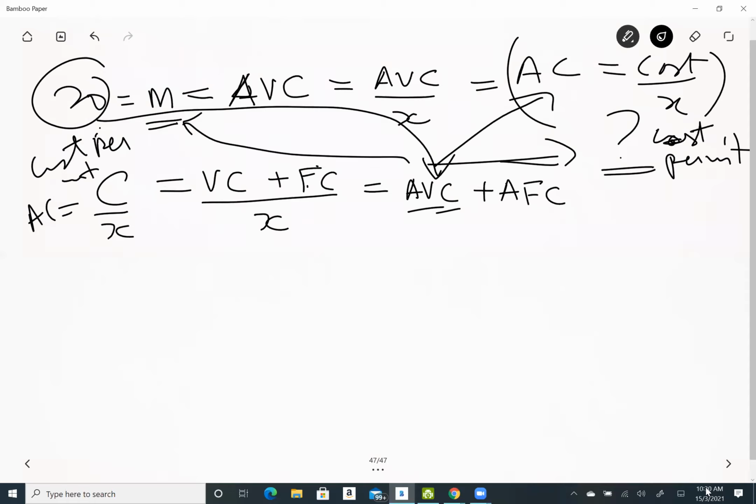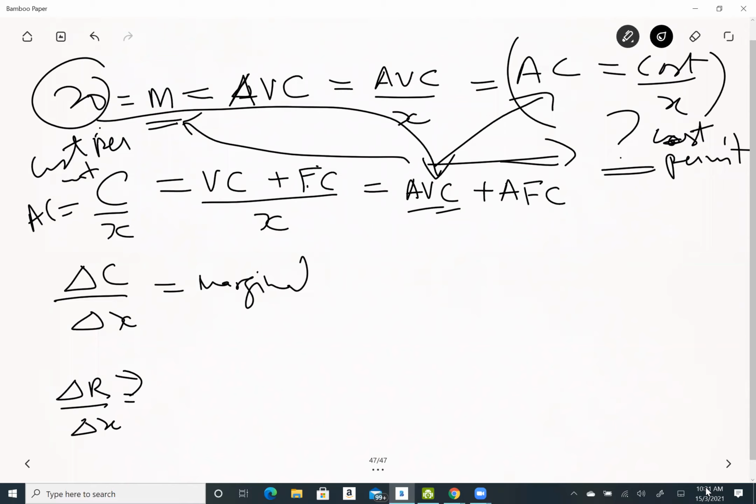Now, look at the M again. We can take the change in the cost over the change in X. If you have the change in revenue divided by the change in X, what do you call it? Marginal revenue. So the change in cost over the change in X, we call it marginal cost.